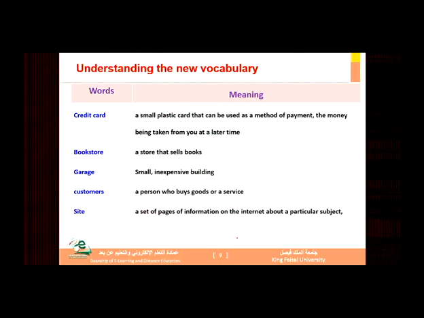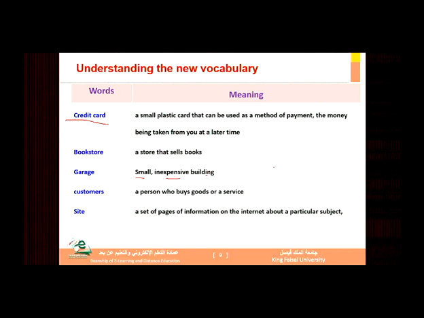The word credit card is a small plastic card that can be used as a method of payment where the money is taken from you at a later time. We probably are familiar with credit cards. A bookstore is a store that sells books, while a garage is a small inexpensive building. Usually we don't use the garage to live in, but it is for cars, so usually it is not really that expensive, specifically if we are dealing with a home garage, a garage for one flat or for one building. It is usually small, it is not that big.